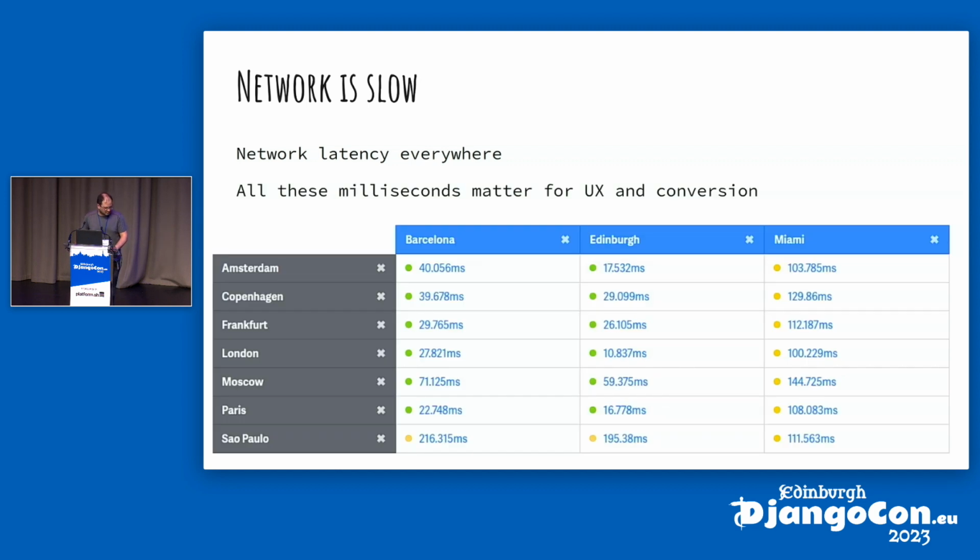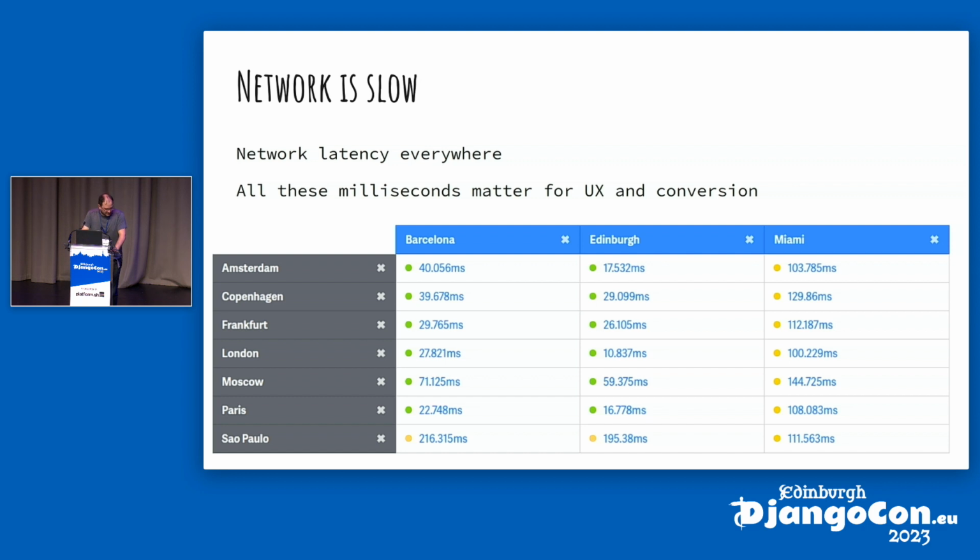Here is a small table with latencies between cities. It's mainly because of light velocity. You can't go faster than that. So from Edinburgh to São Paulo, where I live, it's 200 milliseconds. In Europe, it's faster, but it's still a thing. And you have to always think about that.